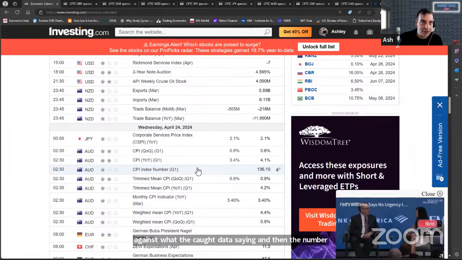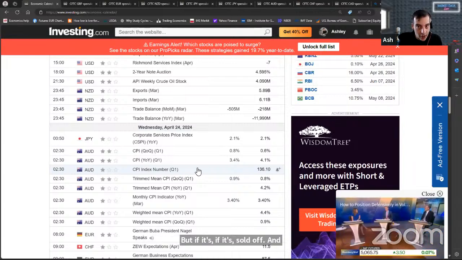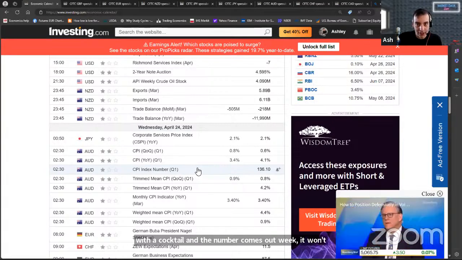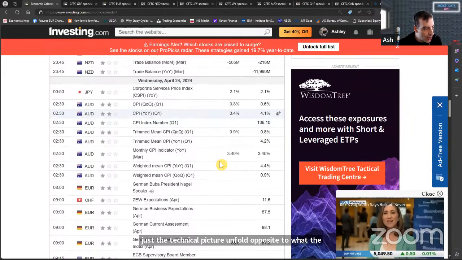But if it's sold off, in line with the COT data, and the number comes out weak, it won't be such an easy sell. So we've really now got to watch the charts and see where the opportunity lies. Does the technical picture unfold opposite to what the release is going to be? Because if it does, we'll have a chance to trade it.